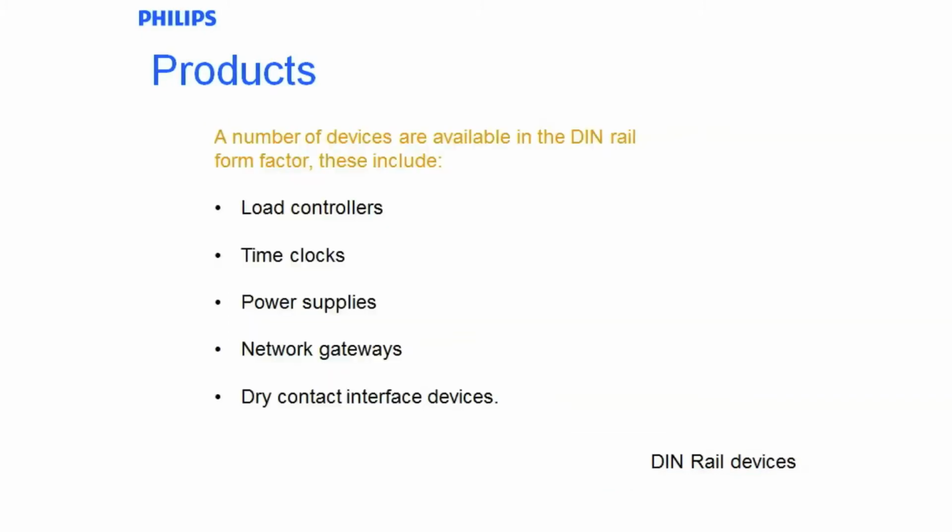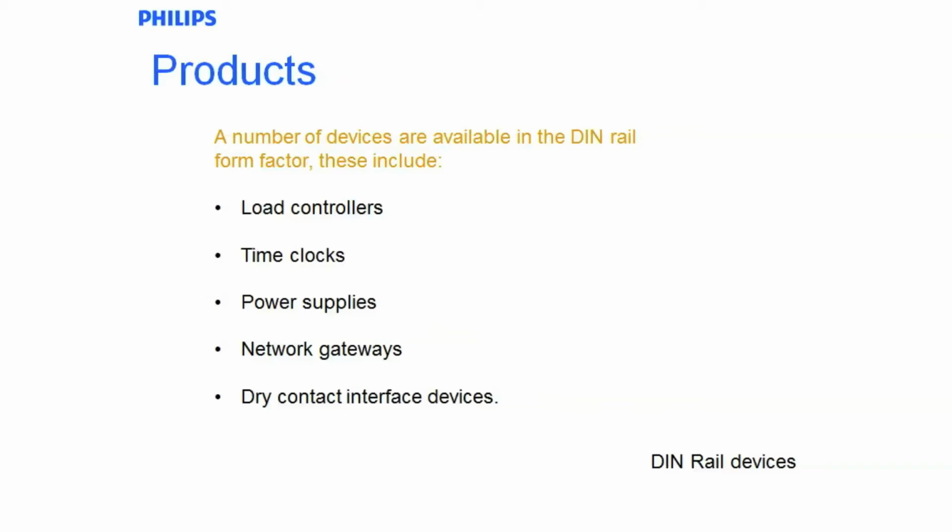DIN-rail devices. These devices are the majority of what we put in most installations these days. They are small and compact and they are easy to implement. The marketplace has been changing away from incandescent loads to LED and fluorescent loads. These are the predominant controllers that we use.